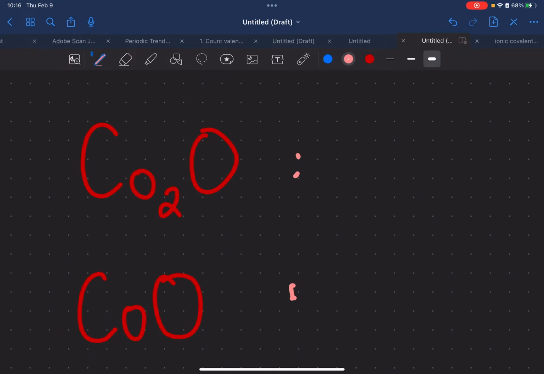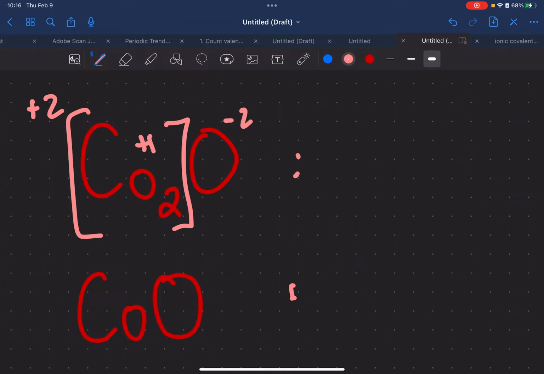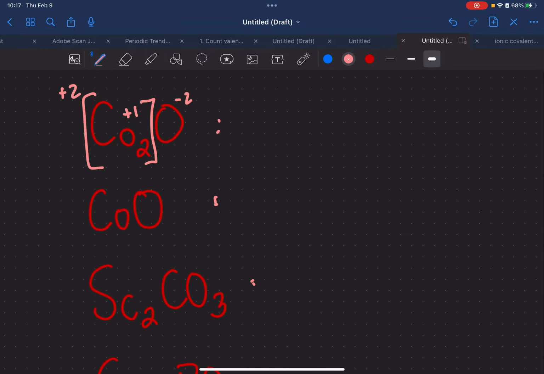Here we go. Oxide. I do not know the charge of my cobalt, but I do know the charge of my oxide. My oxide is a -2 because it's always -2. I have 2 cobalts. Together, my cobalts must add up to +2 because they have to cancel out with my -2 charge from my oxide. So that means each cobalt individually needs to have a charge of +1. Once I know the charge on one of my cobalt ions, one of my transition metal ions, then I can write the name, cobalt 1 oxide.